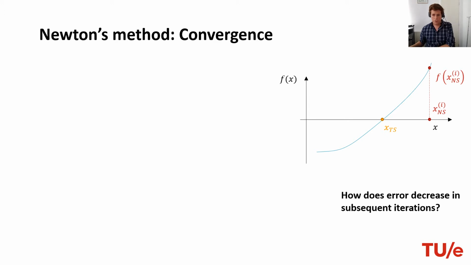Let's talk about convergence here. So I already said that from intuition, when we were looking at this animation earlier, the numerical solution seemed to converge quite fast to the true solution. Let's now take a look whether we can get a somewhat more rigorous mathematical grasp on how fast this is actually happening. So how does the error decrease in subsequent iterations?